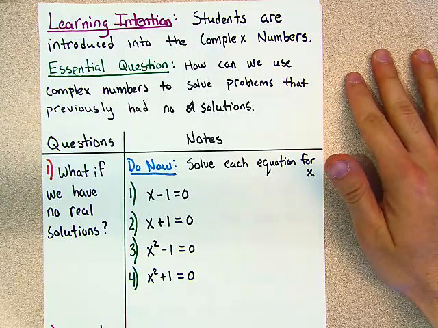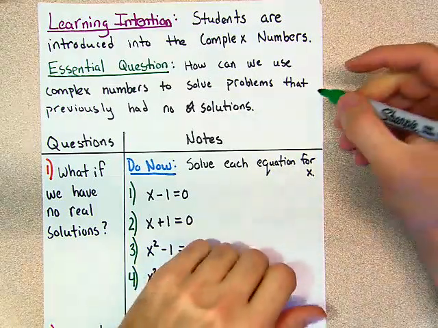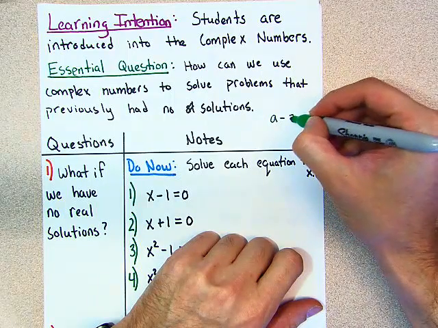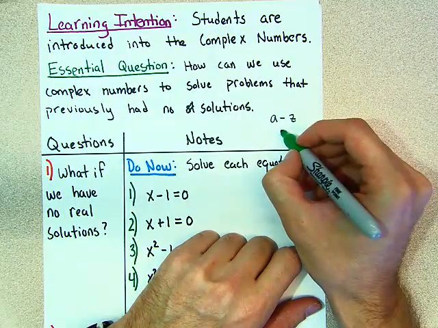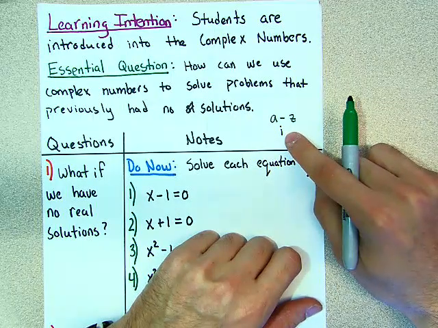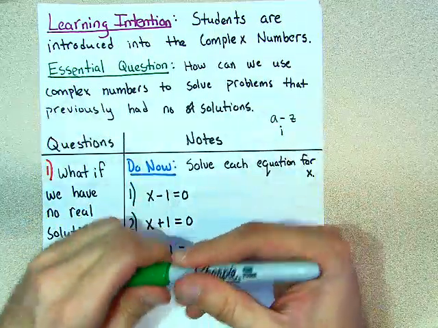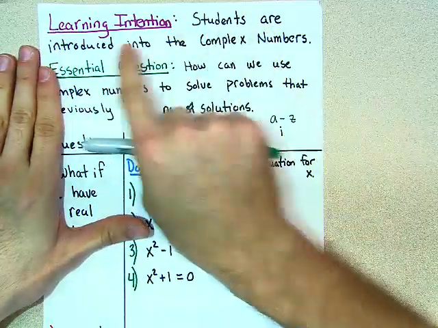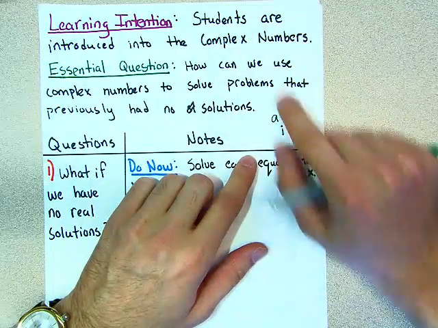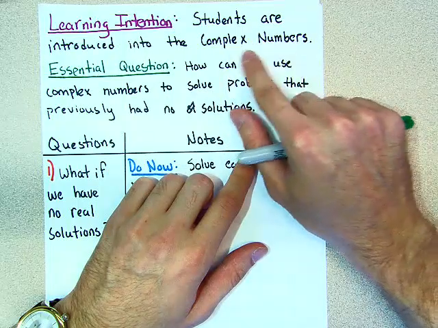We are finally going to learn how to get, it's a nice letter. It's between A and Z, and the nice letter we want to find is this letter I. What does i mean in math? And I'm going to show it to you here. So the learning intention is students are introduced to the complex numbers. I has to do with this idea of complex numbers.